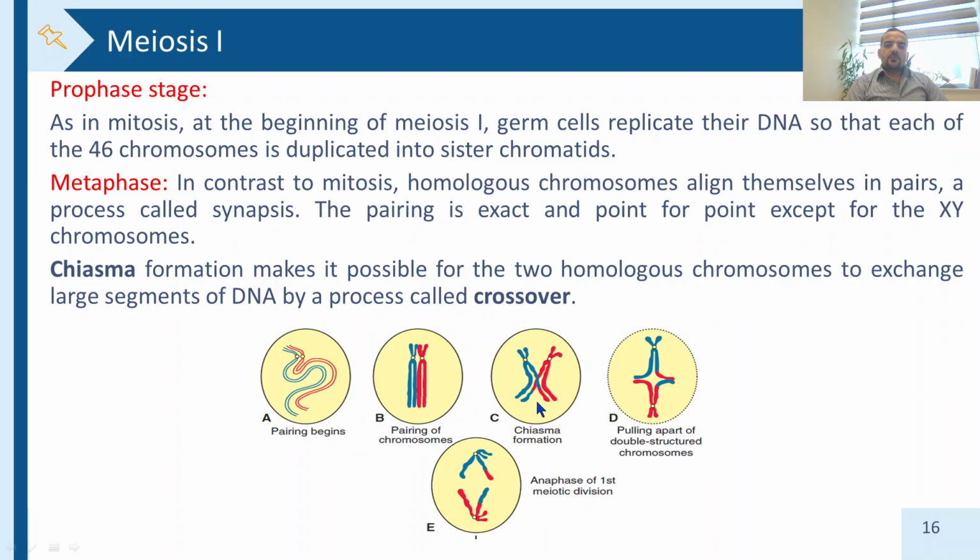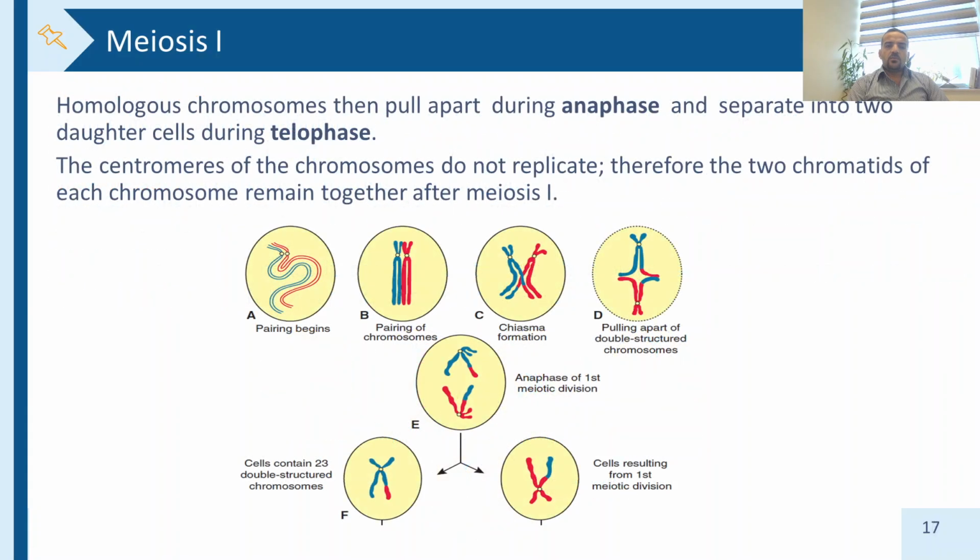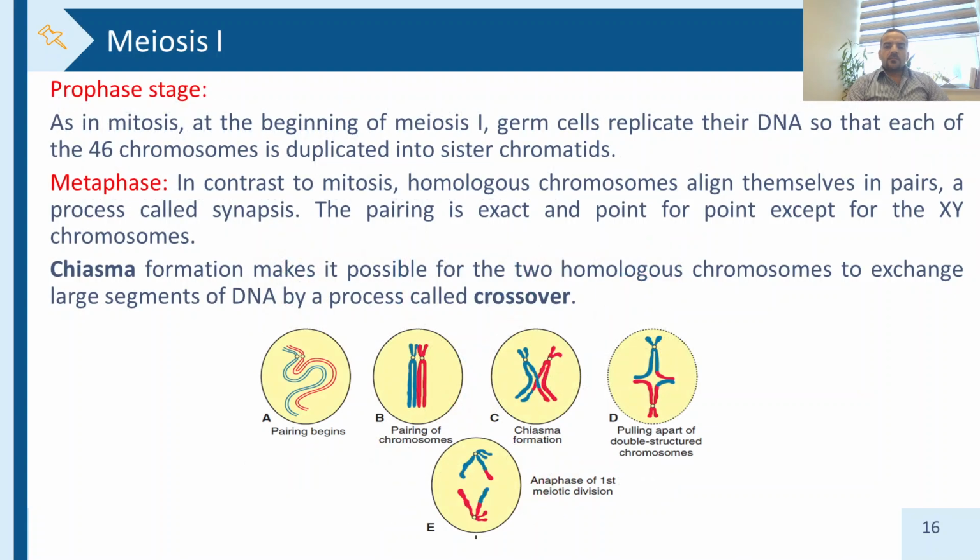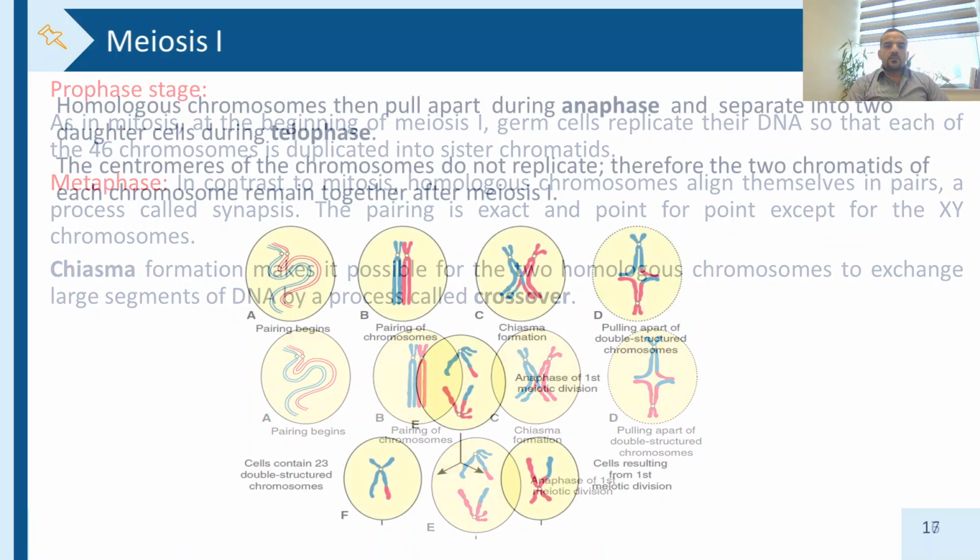والهدف من الكيازما formation حتى pieces of DNA will be exchanged between the homologous chromosomes. إذا تلاحظون هذا الجزء الأحمر اجى من هذا الهومولوجس كروموسوم على هذا، صار تبادل ويا هذا الجزء الأزرق. الهدف من الكيازما فورميشن هو to exchange the genetic material حتى increase the genetic variability. هاي البروسيس نسميها كروس اوفر.